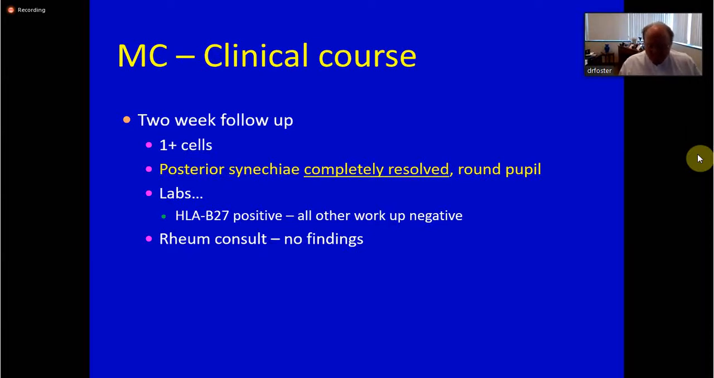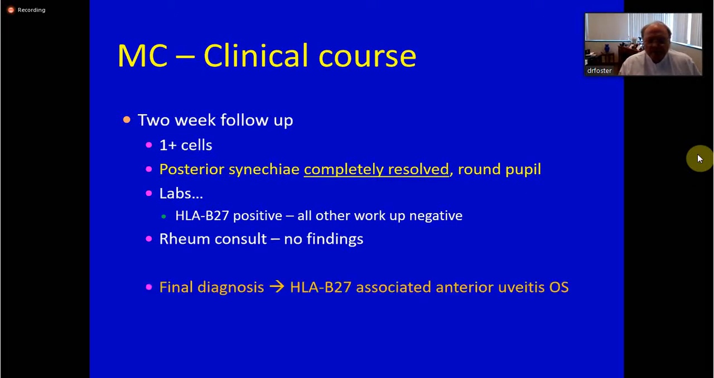Well, the rheumatologist didn't do much because he thought that the patient was normal and healthy, but he did examine him. He looked at his feet and his peripheral joints, and he asked him to bend at the waist. And the patient was perfectly flexible and had no evidence of ankylosing spondylitis. But I did think that he had a B27 associated anterior uveitis in his left eye.